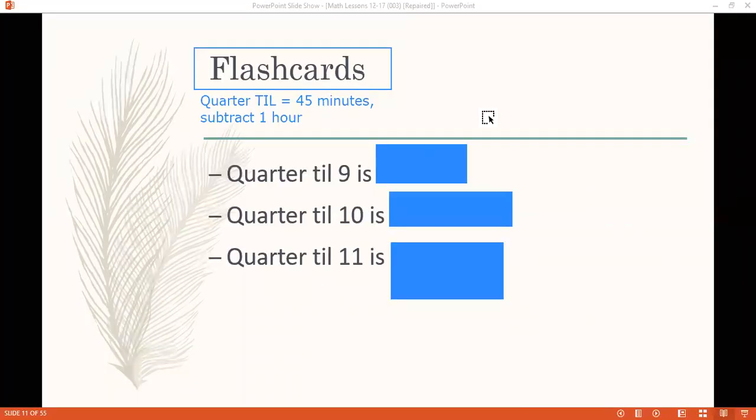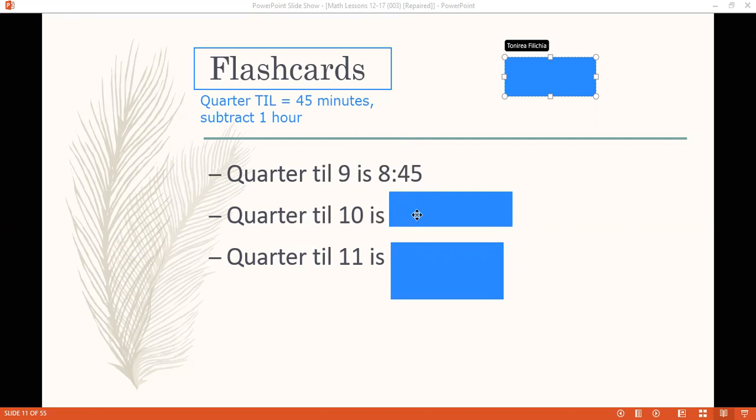And moving on to our next flashcard, a quarter till equals 45 minutes, subtract 1 hour. I know that we have a problem with these buddies, but that's okay. We're gonna try to remember them. So a quarter till 9 is 45 minutes, subtracting 1 hour. So what is a quarter till 9 if we add 45 minutes and subtract 1 hour? Get ready. If you got 8:45, that is right, because a quarter till 9 is 8:45. We're adding those 45 minutes, and we're subtracting 1 hour. So 9 subtracted by 1 is 8.